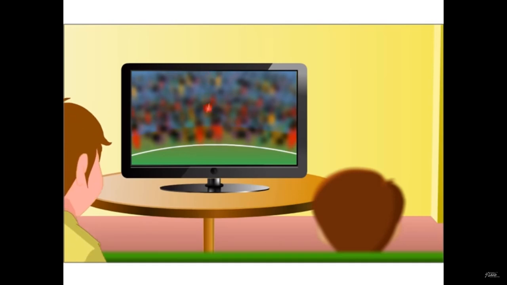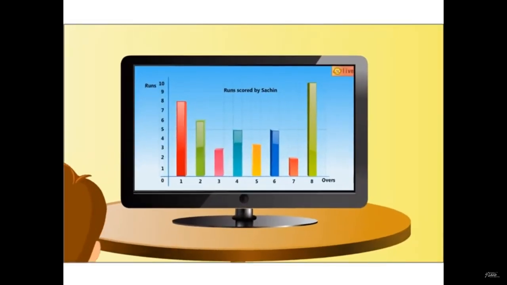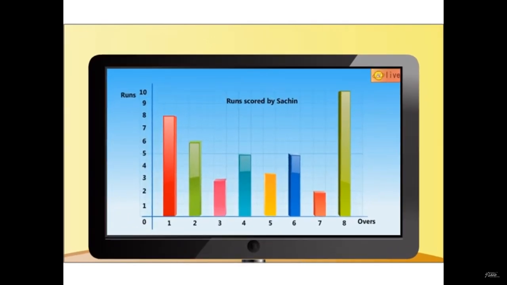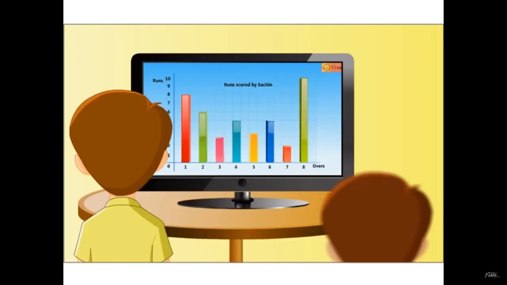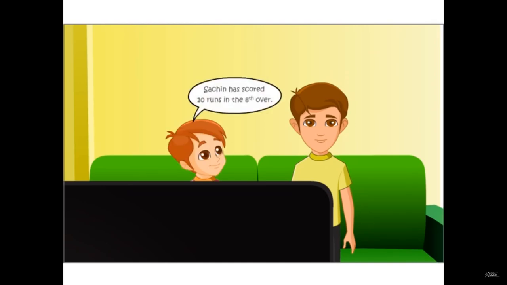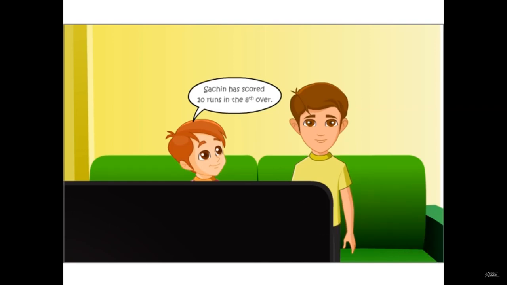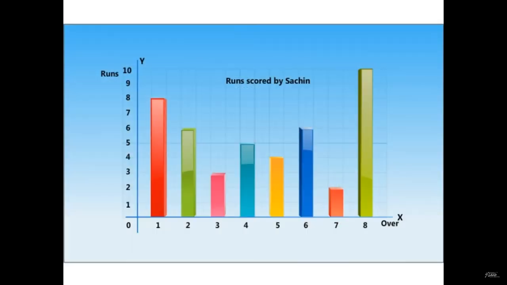John's friend has just walked in to watch the match. He's curious to know the number of runs that Sachin has scored in the last over. John looks at the graph displayed on the TV screen and then says Sachin has scored 10 runs in the 8th over. How did he find this? John has interpreted the data given in graph which was shown on the TV screen.